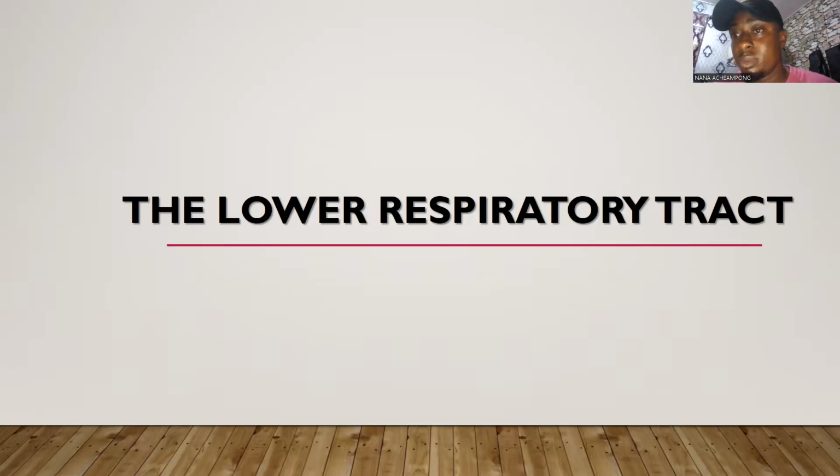So today on the side, we'll take a look at the lower respiratory tract. Earlier, I made a video which explains the upper respiratory tract. Under the upper respiratory tract, we have the mouth, the nose, the nasal cavity, the larynx, and the pharynx. Today, we'll take a quick look at the lower respiratory tract. So let's take a look at the organs that form the lower respiratory tract.